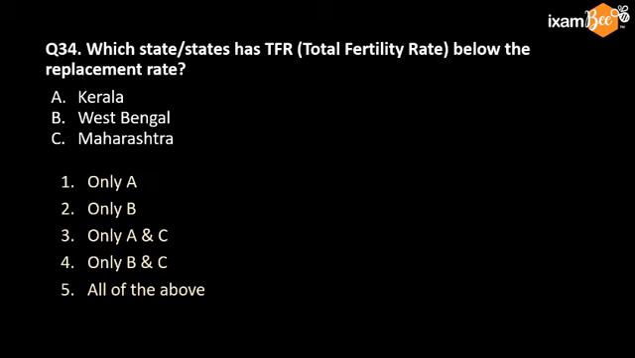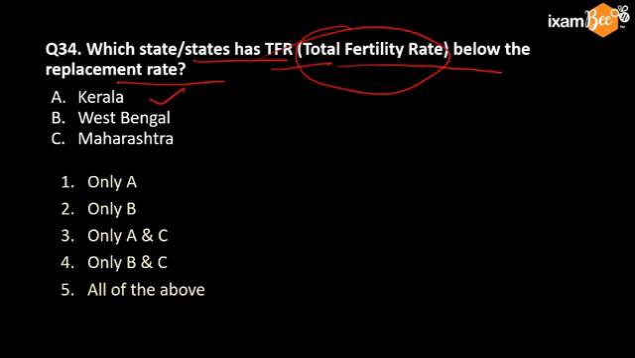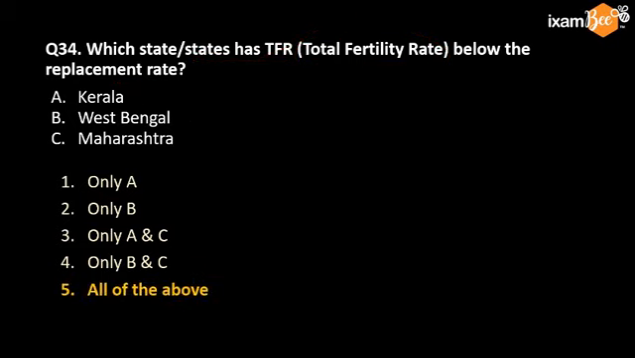Coming to the question, which state has total fertility rate below replacement rate? I hope you understand the meaning of total fertility rate. So you have three options here: Kerala, West Bengal and Maharashtra. The answer is all of these states have total fertility rate below the replacement rate. We will see the detail in the next video.